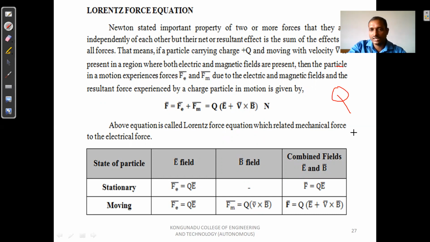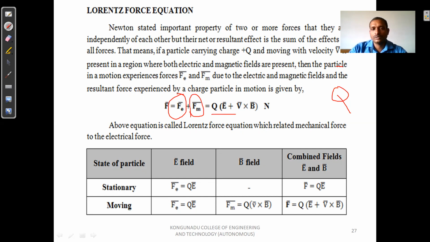The electric field develops one force against this charge, that is the electric force. Another one is the magnetic force. Due to the magnetic field, another force will be created. Fe is called the force developed due to the electric field. Fm is called the force produced due to the magnetic field. The combination of this electric force and magnetic force is called the Lorentz force.